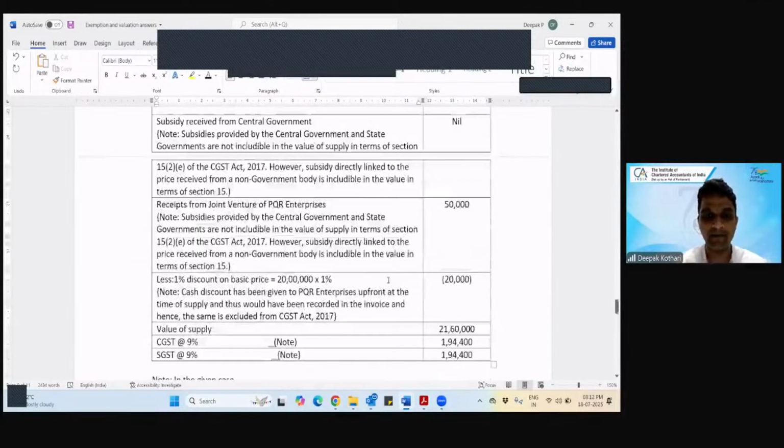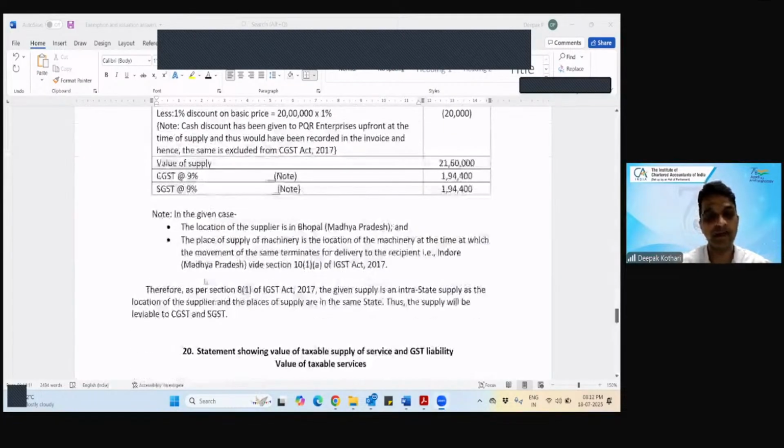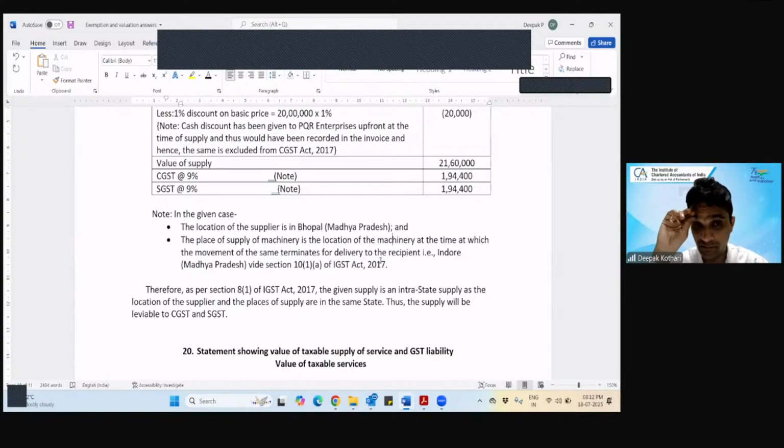And sir, for considering it as an intrastate supply, we have to define intrastate supply also, no? Correct. And we have to define place of supply also, if place of supply is required. Yes, the place of supply of machinery is the location of the machinery at the time at which the movement terminates. So you have to mention the place of supply and why it is an interstate or an intrastate supply. Okay, sir. Yes. Thank you, sir.